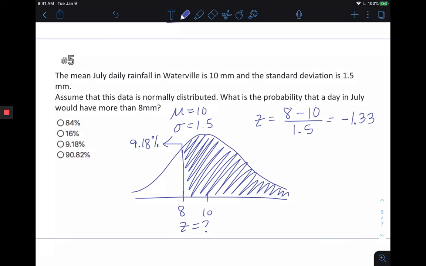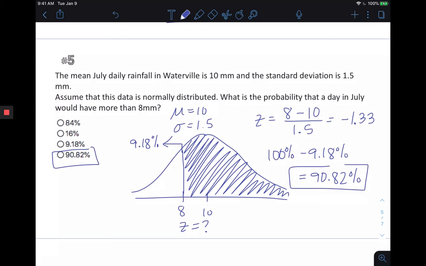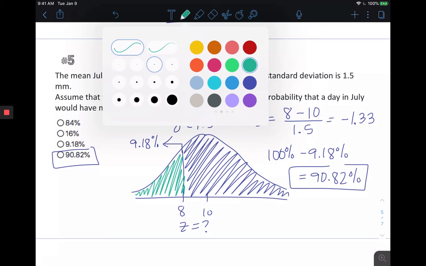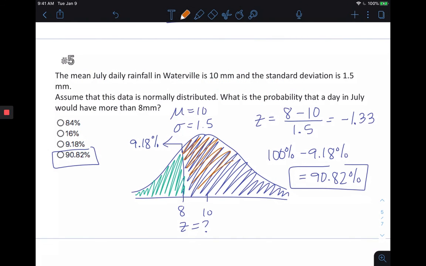If I want the other direction to the right, I'm going to do 100% minus 9.18%, and that is 90.82%. So basically, every time you look at the table, it's giving you the percent to the left. We don't want the percent to the left in this case. We want the percent to the right. We want this way. So this 90.82, that's the part that we want that's greater or more than 8 millimeters.